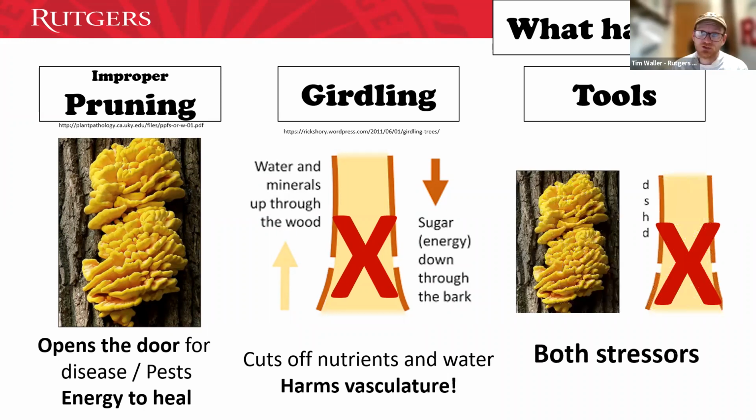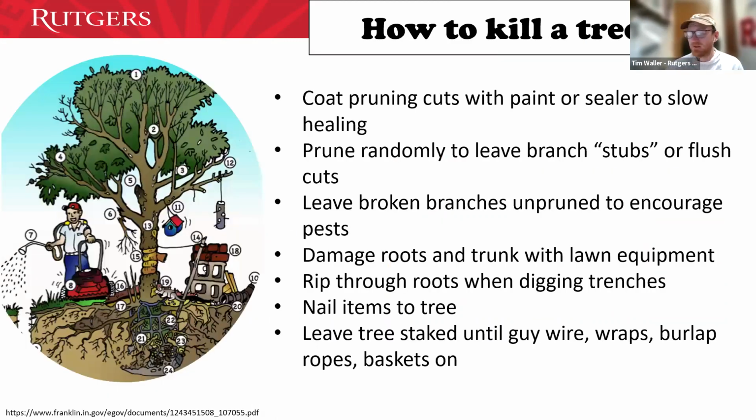And then with tools, whether this is a lawnmower blade or a string trimmer, what can happen here is both of these effects combined. You can open the door for a lot of pathogens, and you can dramatically decrease the vascular movement of water and resources through damages caused by tools. So these are the human versions of this.